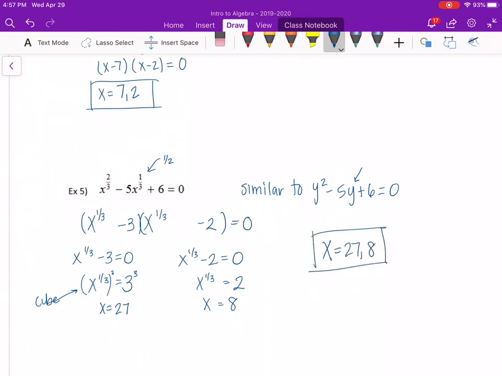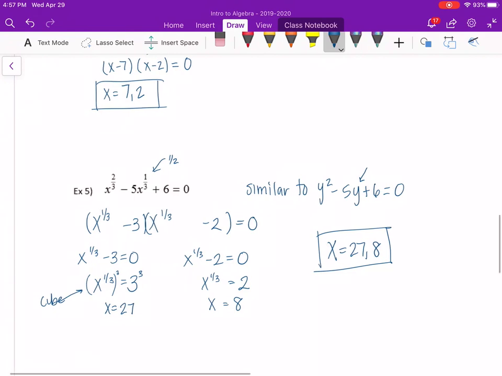So I'm going to let you pause if you would like on the next one and try this last one on your own. It's very similar to this one, and then unpause and I'll work it out for you.